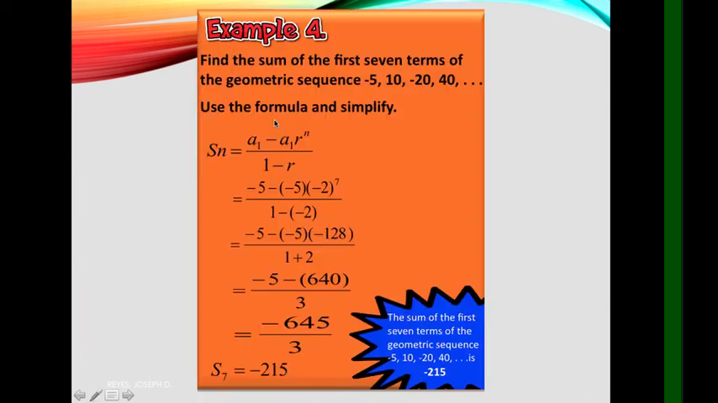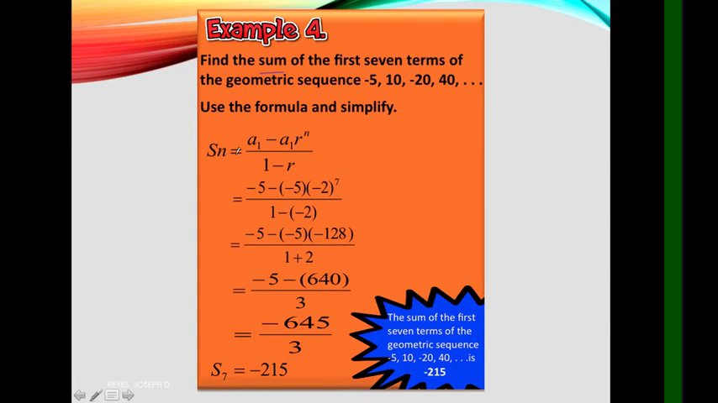Okay? Let's have this one. Find the sum of the first 7 terms of the geometric sequence negative 5, 10, negative 20, and then 40. The first 7 terms. So meron na tayong given: negative 5, 10, negative 20, 40. Sabi dito, find the sum of the first 7 terms. Use the formula and simplify.